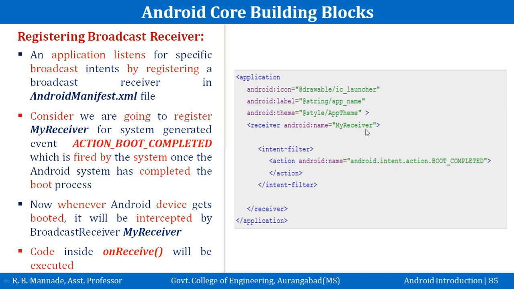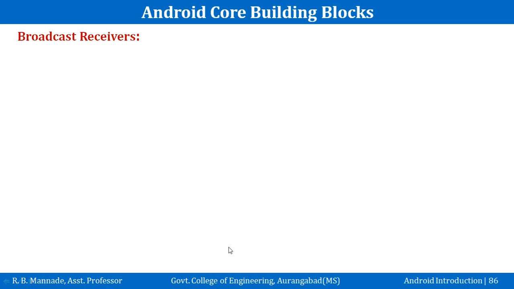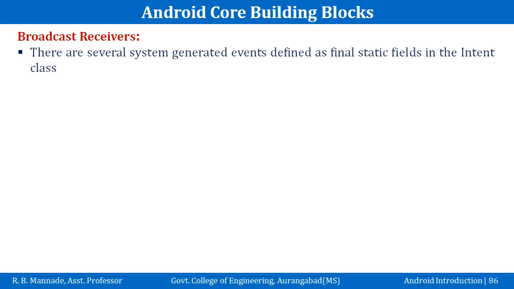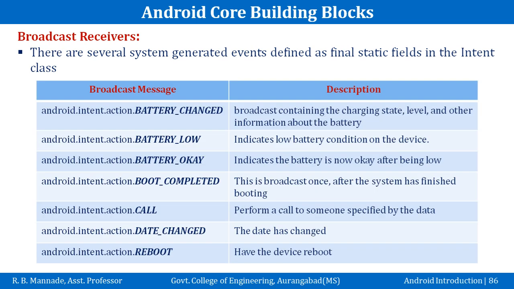whose name is MyReceiver, and this message will be received in the onReceive method of this MyReceiver class as an object of the Intent class. Right, we'll see in detail in the next slide. Okay, so there are several system generated events which are defined as static fields in the Intent class, and here are some important broadcast messages or broadcast events or system generated events that can be broadcasted by the system whenever that particular event has occurred.